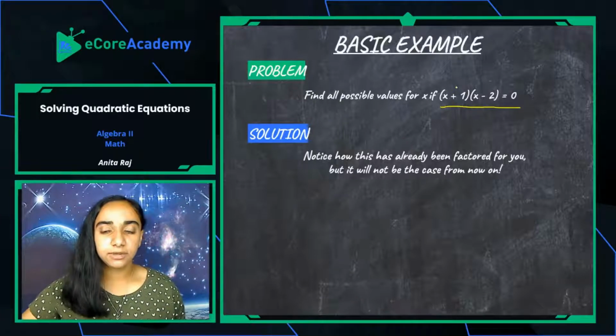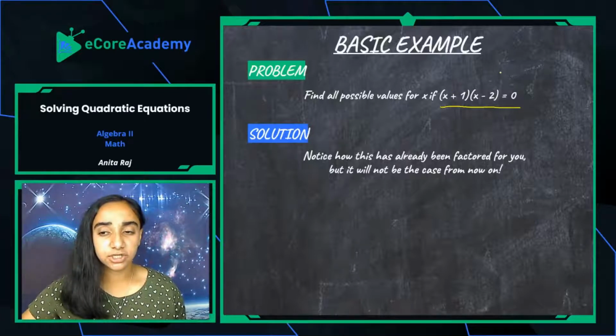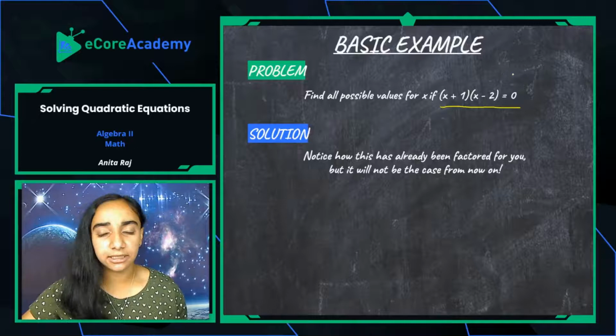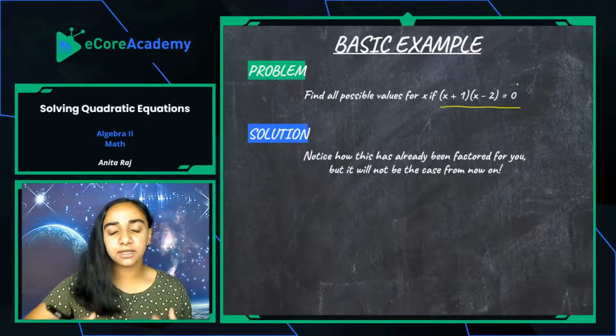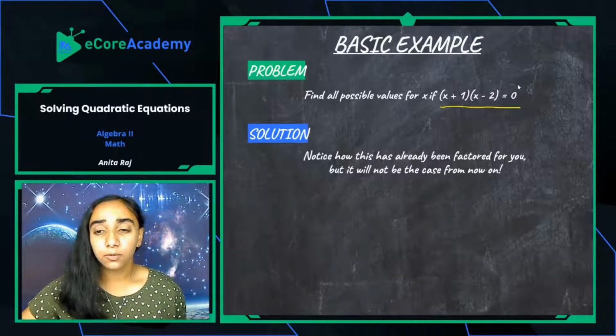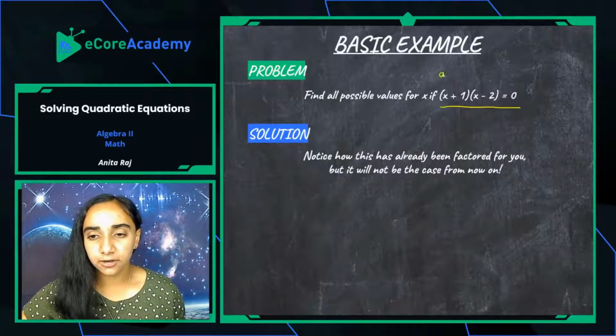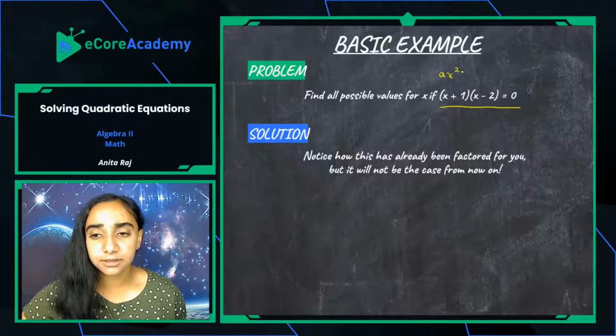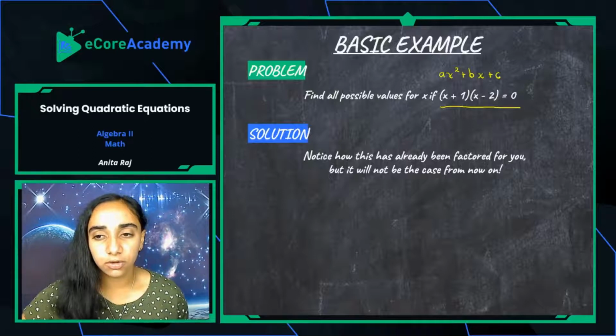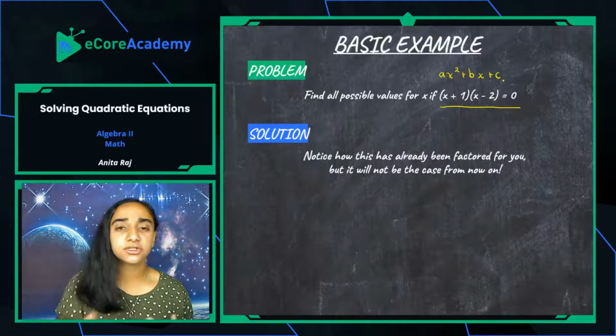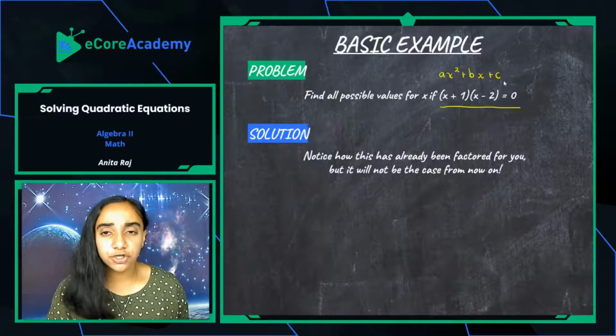So typically you would be given a quadratic expression, and then it'd be an equation because you would set it equal to 0, and then you'd have to break that down. Your quadratic would be in the form of ax squared plus bx plus c. But notice how this has already been factored for you. Now you just need to solve for x. And I'll show you exactly how to do that.